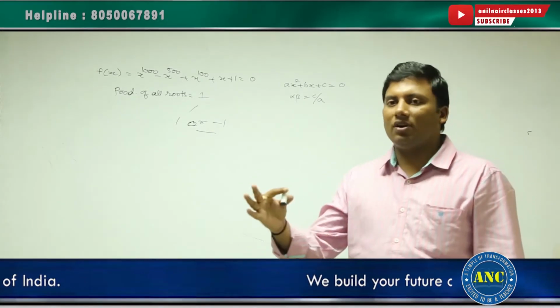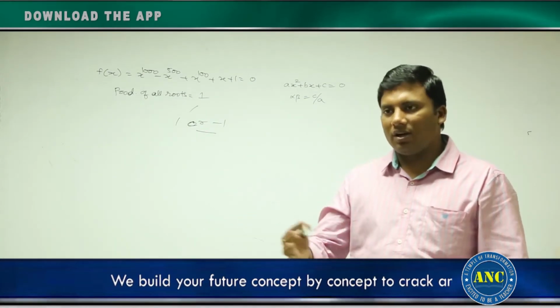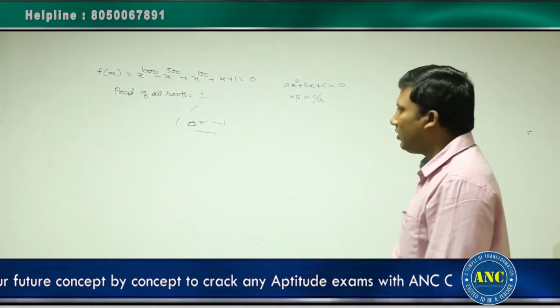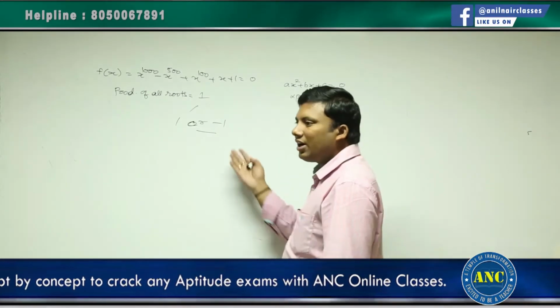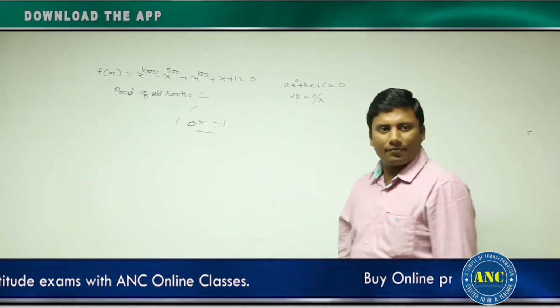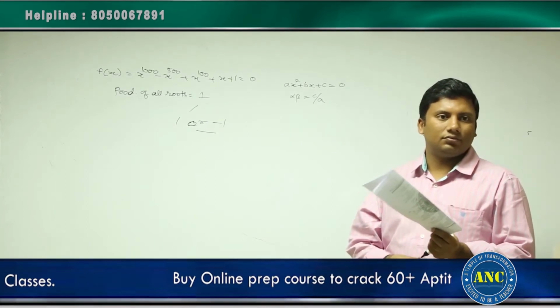The product of all the roots being 1 means all will be 1, or all will be minus 1, or an even number of minus 1s or an even number of plus 1s. If minus 1 and 1 are the roots, it should satisfy the equation, right? It is not satisfying the equation.